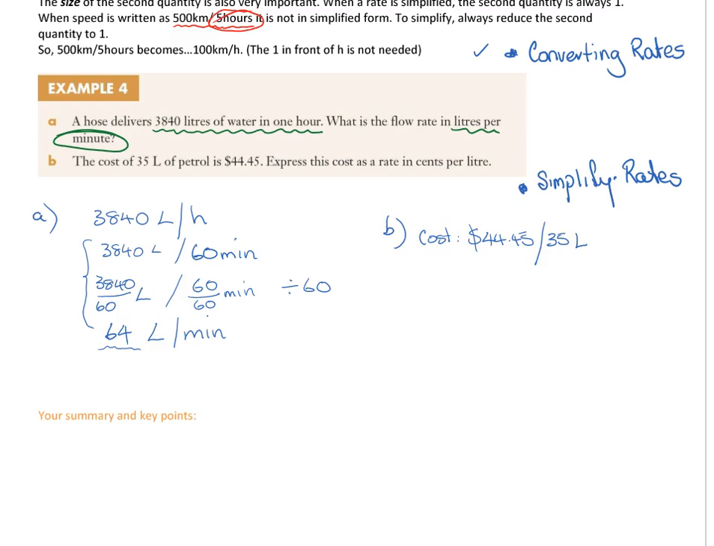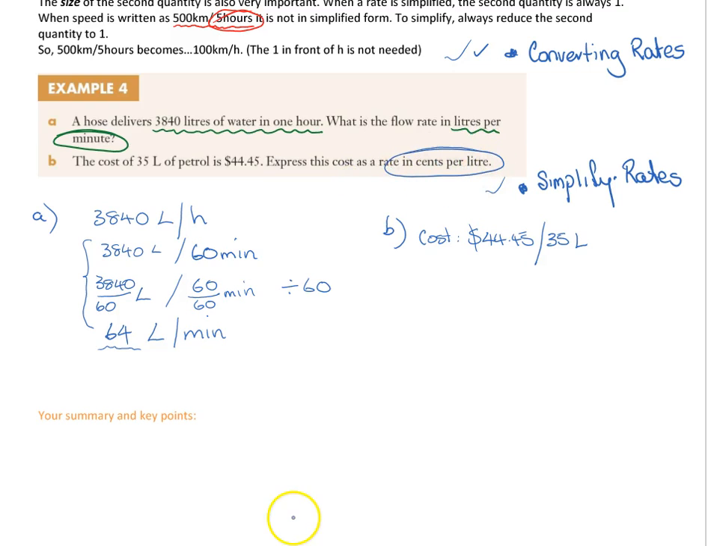This next example is also an example of converting rates, but we will see that we need to do some simplifying as well. So we'll get to see both processes. The cost of 35 litres of petrol is $44.45. Express this cost as a rate in cents per litre.